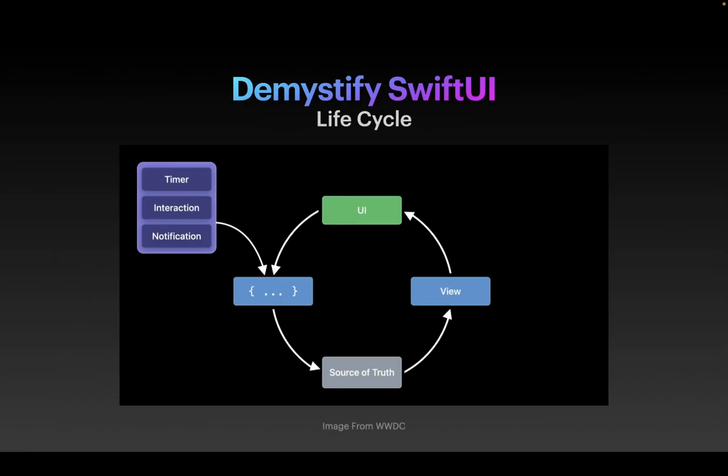So when the UI receives some events, you're trying to mutate something. The events include lots of things. For example, user interaction. It can also be a timer. It can also be some kind of notification, like a Bluetooth state change.